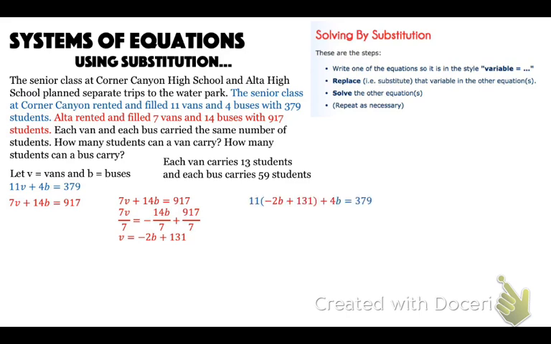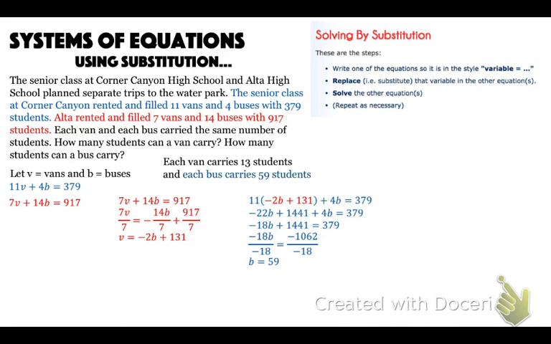Now I'm going to plug that in up there. So I have 11 times negative 2b plus 131 plus 4b equals 379. Distribute that 11, you get negative 22b plus 1,441 plus 4b equals 379. So that's negative 18b plus 1,441 equals 379. Subtract that over, you get negative 18b equals negative 1,062. If we did this right, when we divide, we should get 59. So if we divide, you do end up getting 59.